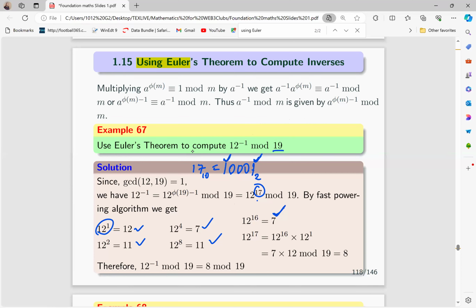The last one is this, and the first one is this. It's just telling us, multiply the first and the last. So you just come here, pick the last, and then pick the first. So 7 times 12 is what we have here. That would be 84, and then you divide by 19. The remainder is 8.